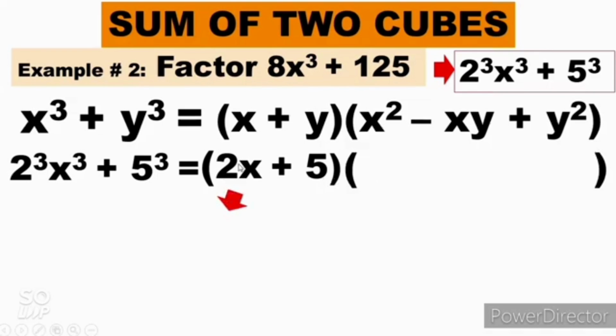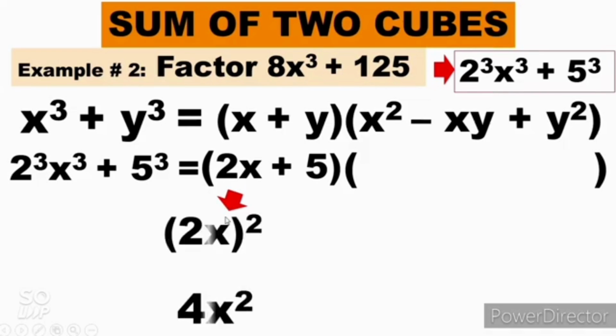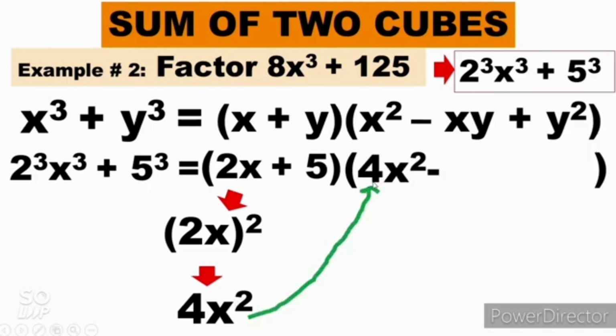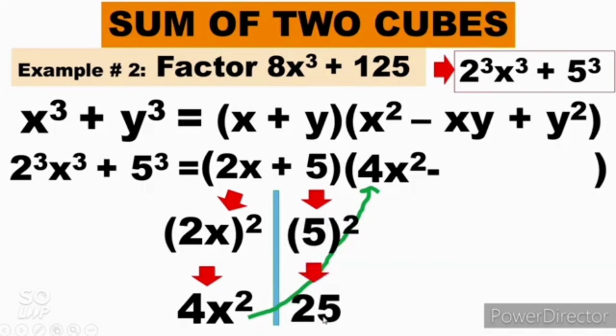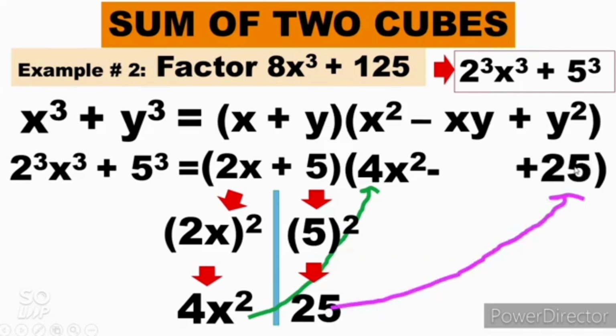Now, to get the trinomial factor, okay, we square the first term of the binomial factor. We have 2x squared. 2 squared is 4. Then, we have x squared. So, that's why we have 4x squared. So, yung 4x squared na yan, lalagay natin dun sa first term ng trinomial. Okay, next, the second term of the binomial factor is 5. Let's square. So, 5 square means we multiply 5 2 times. So, we have 5 times 5 is 25. Okay, yun yung ilalagay natin doon sa last term ng trinomial factor.